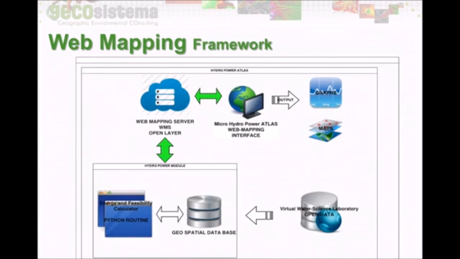The Hydropower Atlas has been developed as a web mapping application. The components of the web mapping framework are a geospatial database where all the spatial data are stored, a set of Python routines required for the energy and feasibility computations.